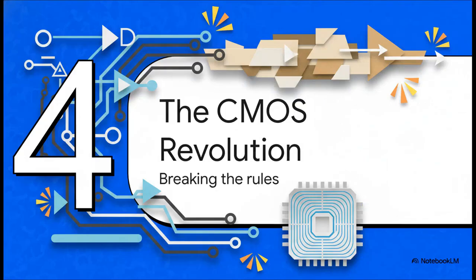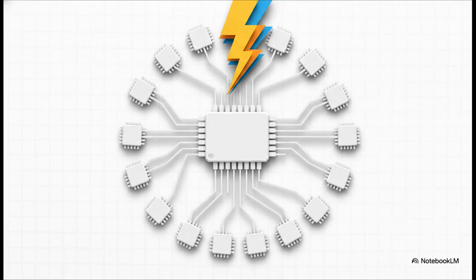Which brings us to Section 4, the CMOS revolution. Time to break the rules. Complementary metal oxide semiconductor, or CMOS, famously known as the 4000 series, completely shattered all the rules. For the very first time, engineers achieved both high speed and low power consumption. It had excellent noise immunity and a massive fan-out.